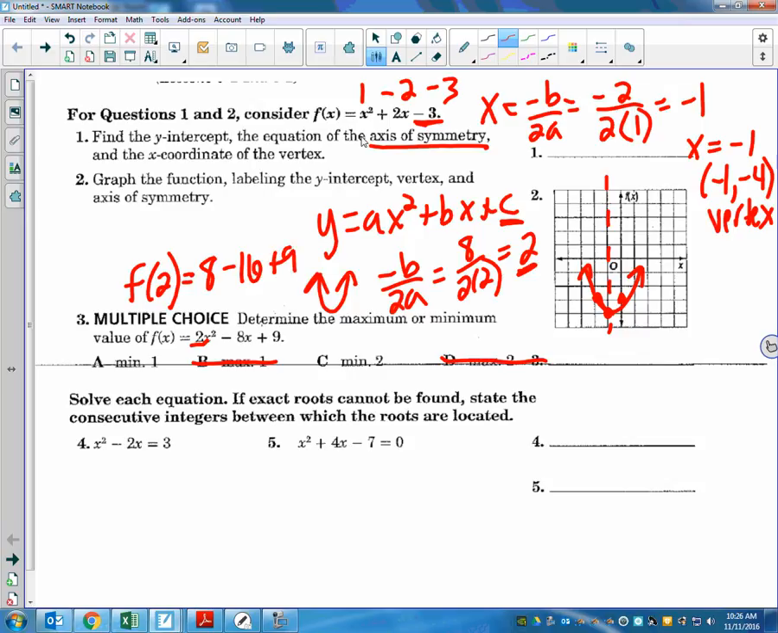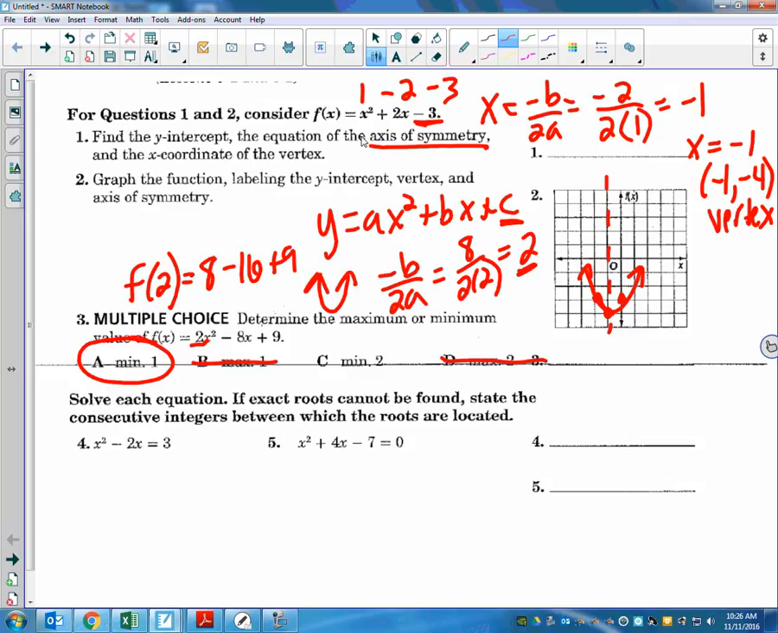I was thinking that the 9 was the y. Well, the 9 is the y-intercept, but if the max or the min does not occur at the y-intercept, it occurs at that vertex, right? Like it occurs at the turning point. And so that would be at 1 on your graph.